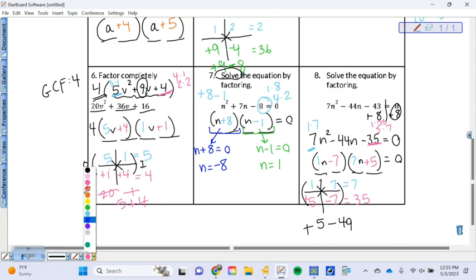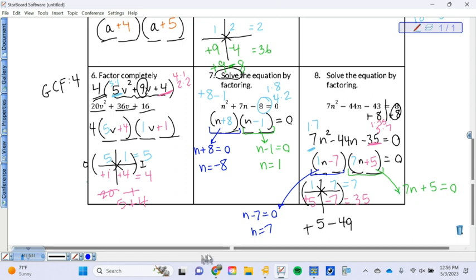I need to come up with a number that will work in place of n in both of those situations, right? If this times this equals 0, that means that n minus 7 equals 0, and 7n plus 5 equals 0. This blue part is easy. If n minus 7 is 0, what is n? Yeah, n is 7.